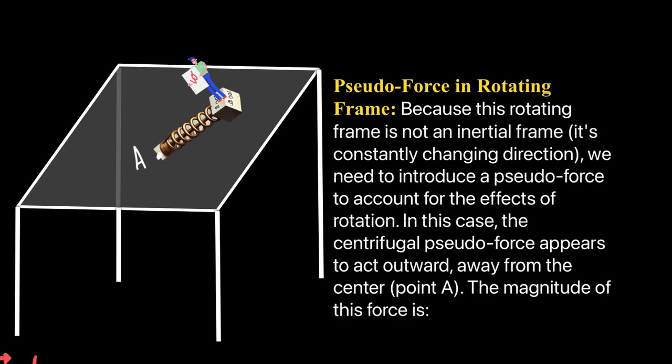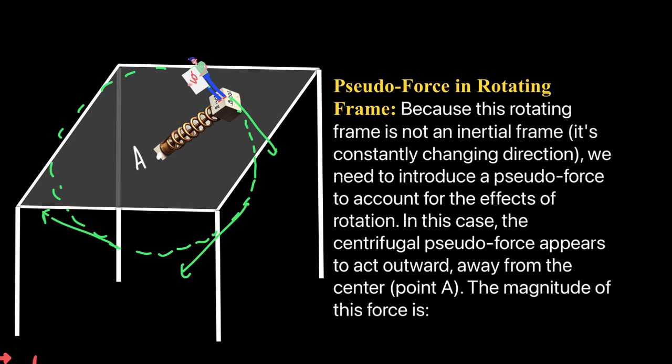Now, how do we consider the pseudo force in the rotating frame? Because this rotating frame is not an inertial frame. Why is it not an inertial frame? Because it is constantly changing direction. Why is it constantly changing direction? Because we know that in a circular motion, every velocity is tangential at every point, right? It is tangential.